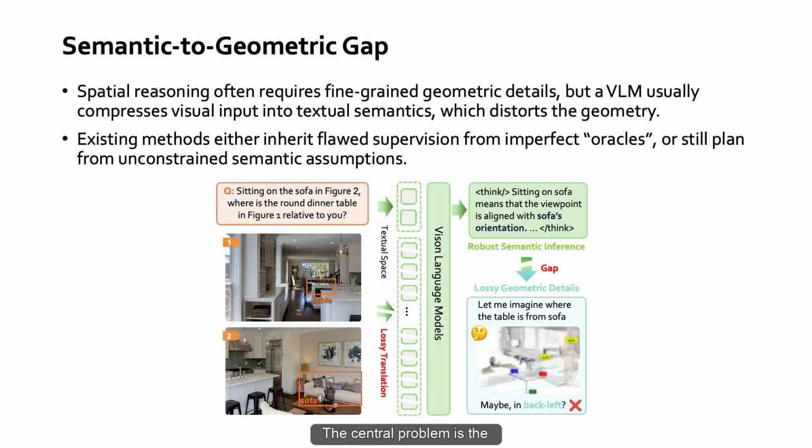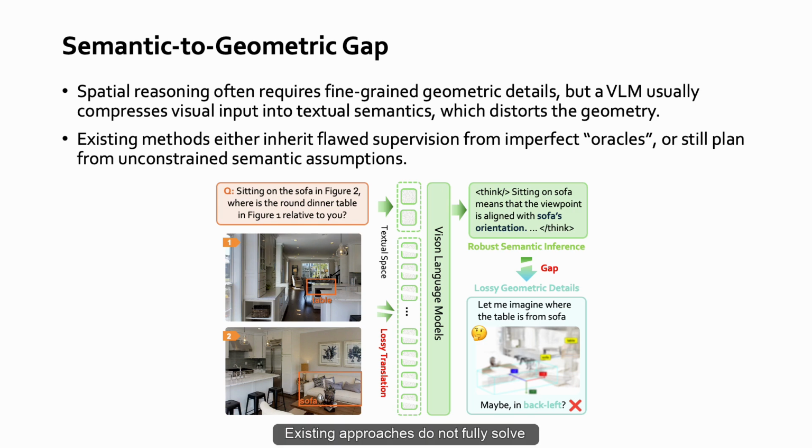The central problem is the semantic to geometric gap in vision language models. Spatial reasoning often requires fine-grained geometry, such as object orientation, viewpoint, or camera frame. But a VLM usually compresses visual input into textual semantics, which can distort the geometry needed for a correct answer. For example, when a query asks, "Sitting on the sofa, where is the table relative to you?" the model may understand the sentence, but it may still fail to determine the sofa orientation. The problem definition is wrong before computation begins.